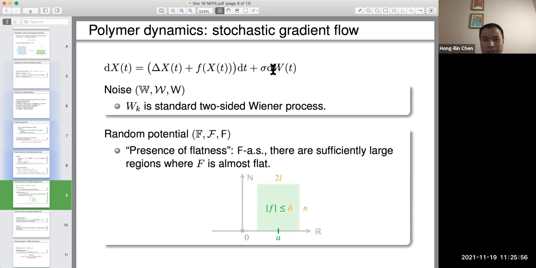So for each K, we let W_K be a standard two-sided Wiener process, and they are independent from each other. And another source of randomness is the random potential.